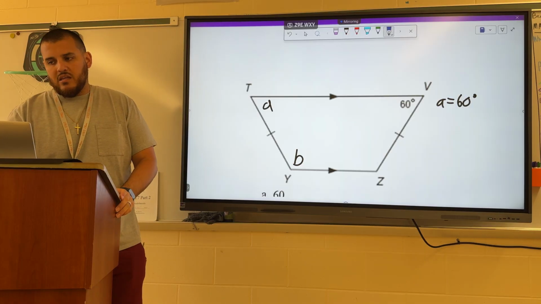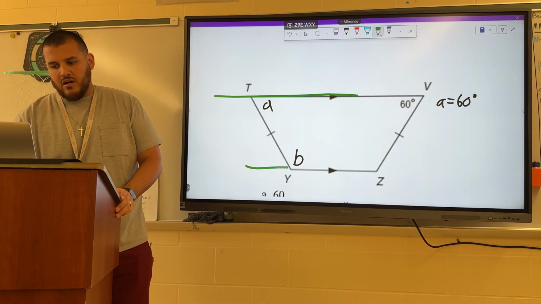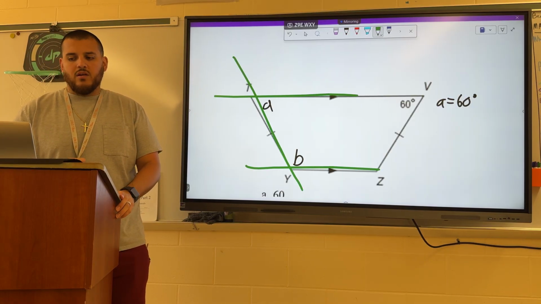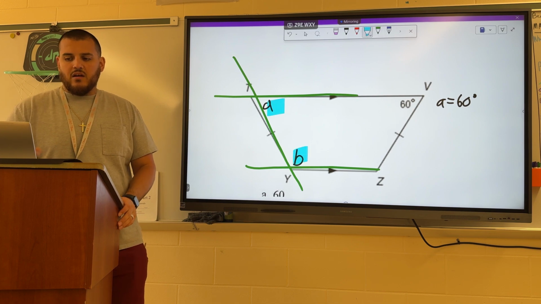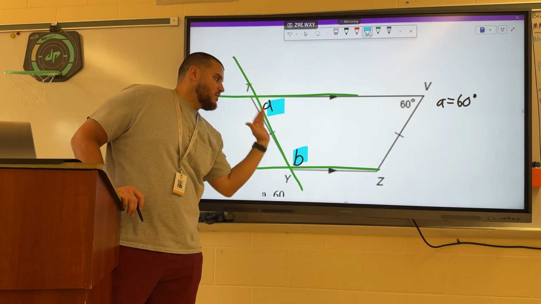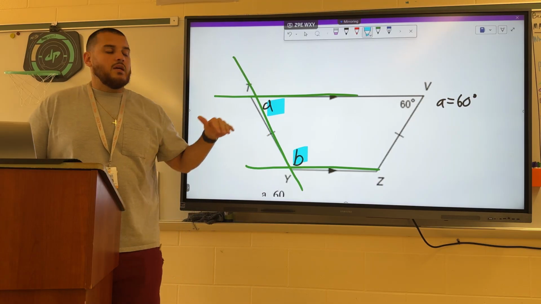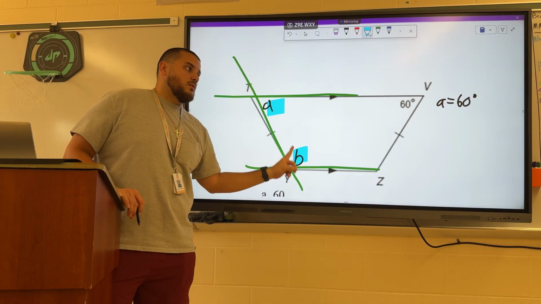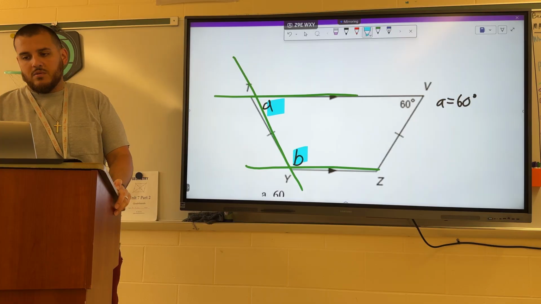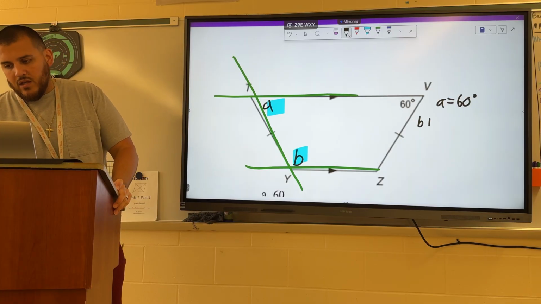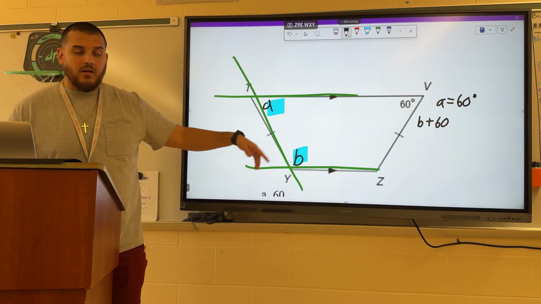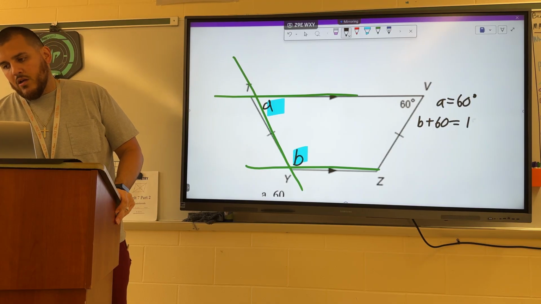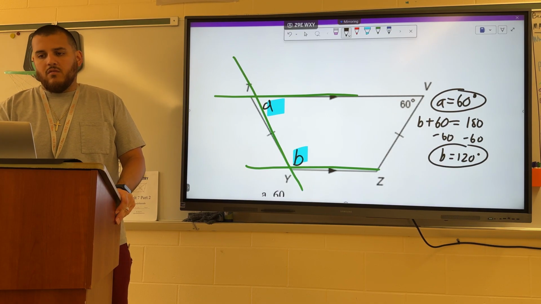All right, hopefully you can see that. If I were to extend this right here, extend this line over here, those are consecutive interior angles A and B. They're in between the parallel lines on the same side of the transversal. And on parallel lines, these are always supplementary to each other. They have to add up to 180. So I know that B plus the 60 degrees that I know for angle A has to equal 180 degrees. If I subtract that 60 from both sides, we're going to get a measure of 120 degrees for B.